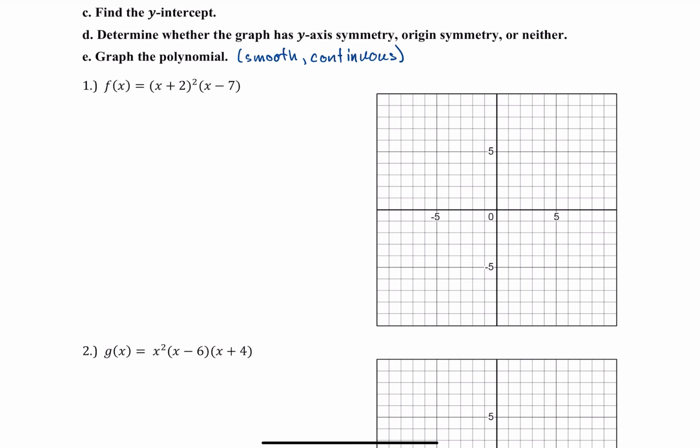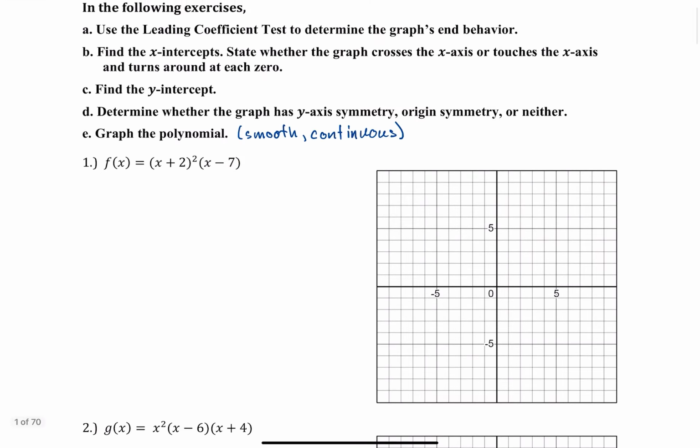All right, number 1. We are given this polynomial in factored form. That is to say, if we wanted to multiply this all out, we could. So you could just have the x plus 2 times x plus 2, FOIL that out, and then the x minus 7 and distribute that. So we don't actually need to do that. We can get all of that information just from the information above in the factored form.